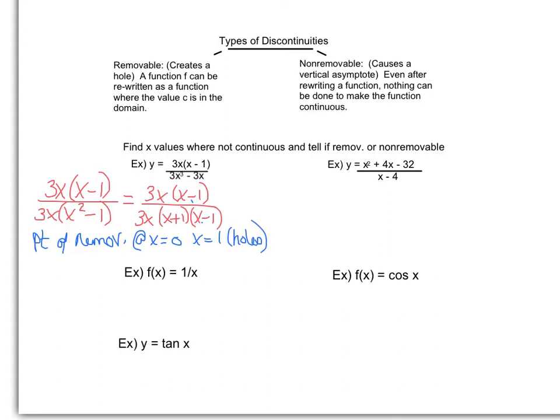And then the x equals negative 1 is a point of non-removable discontinuity. And again, I'm abbreviating more than I should just because of room purposes. And so again, I'll have a vertical asymptote there.